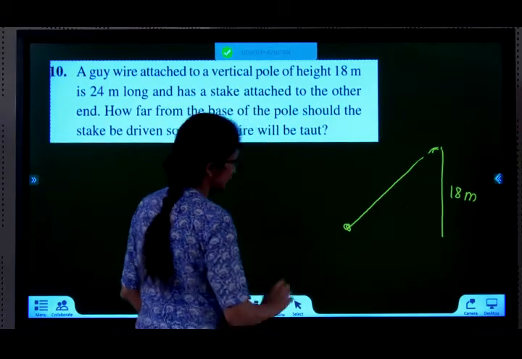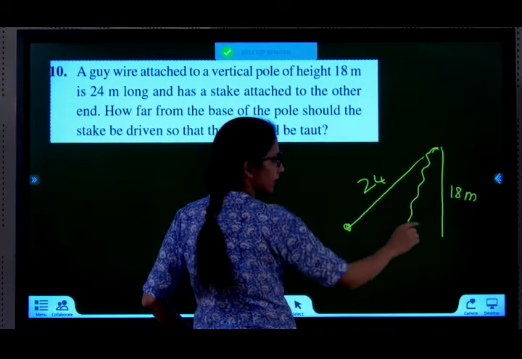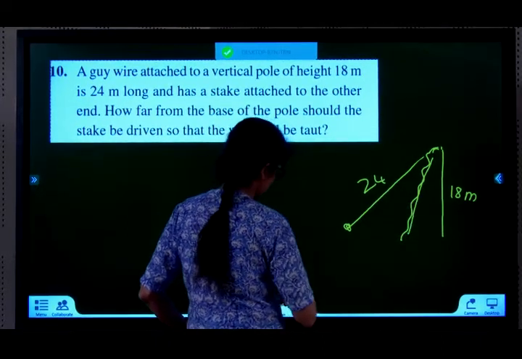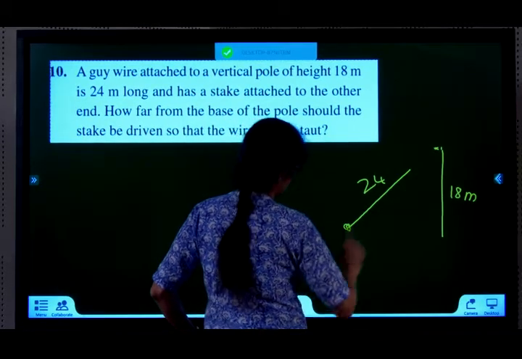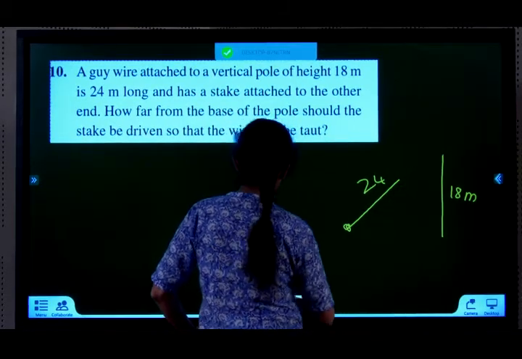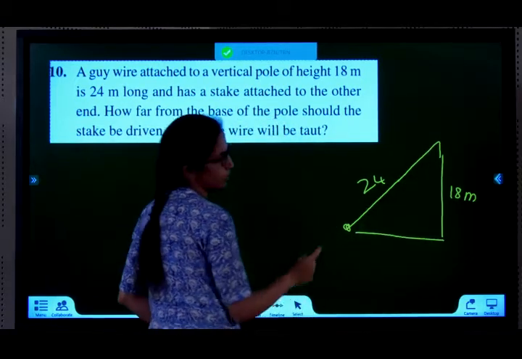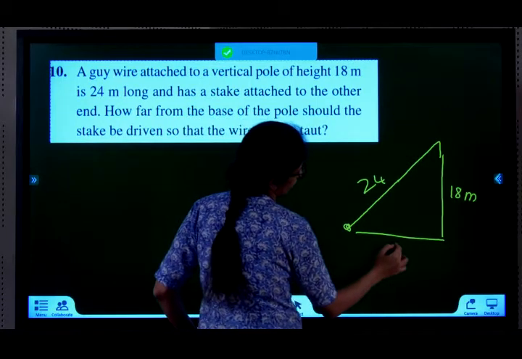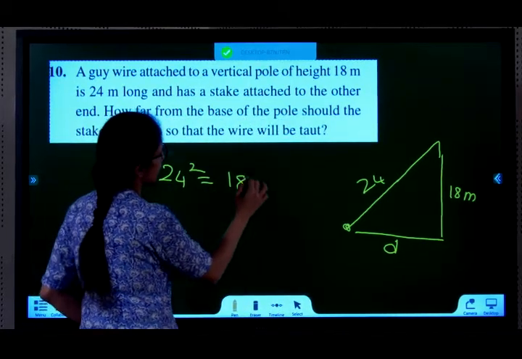So I'll say this is exactly 24. This whole wire is 24. It's not a straight line that is 24, so this will be a stout here. They want to find out what is the distance at which this stake should be put. So again D. You can write 24 square is equal to 18 square plus D square.